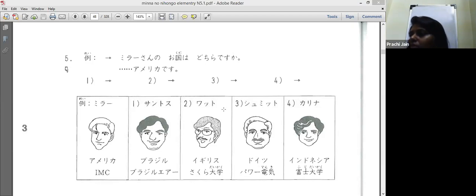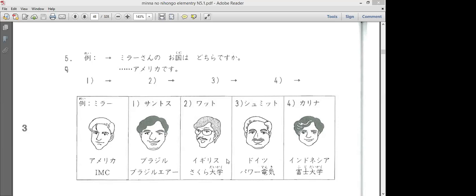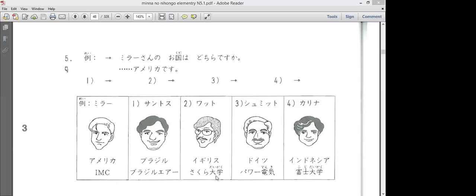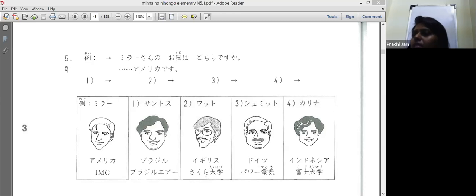Watto. Country name? Igirisu. It's England. And the company name? Sakura Daigaku. Sakura University.